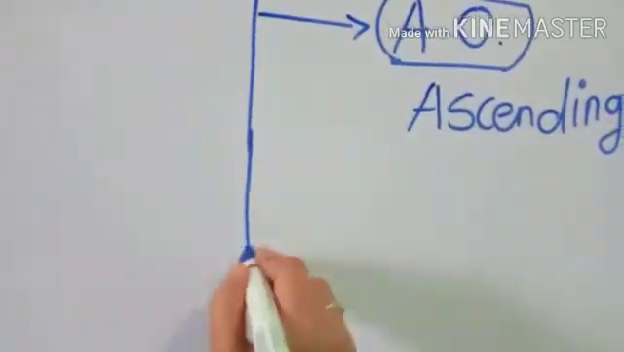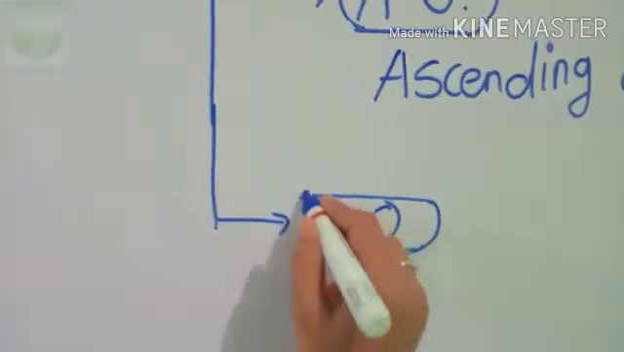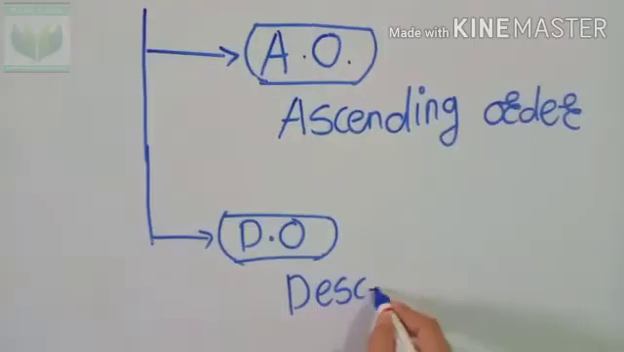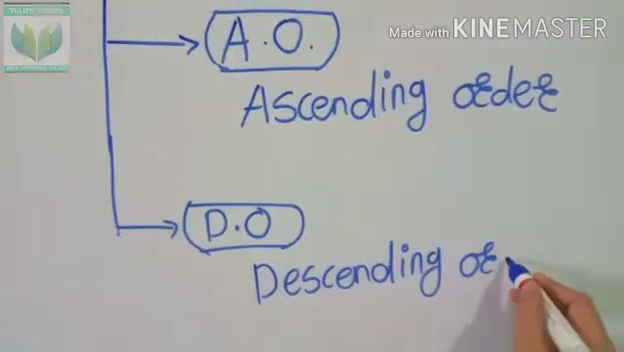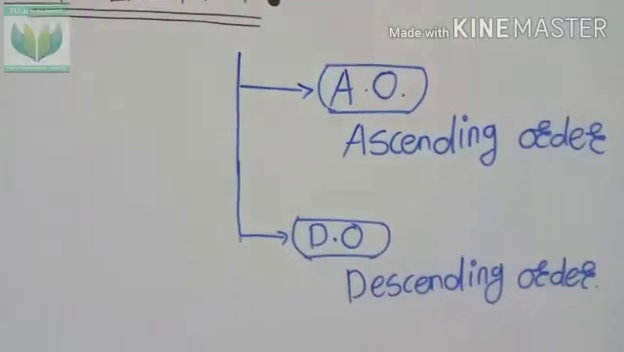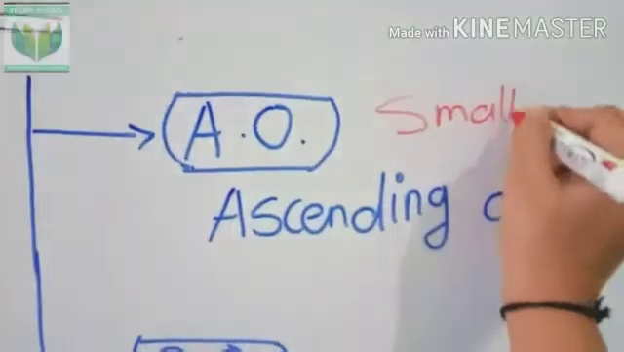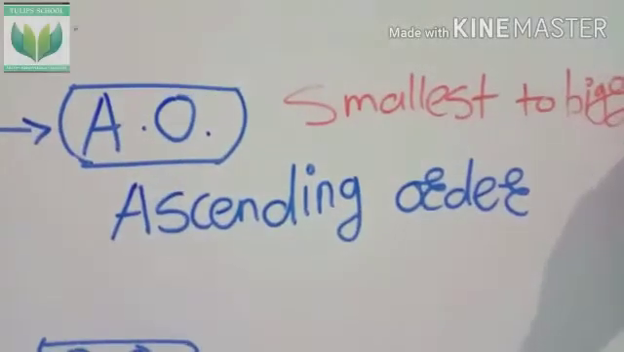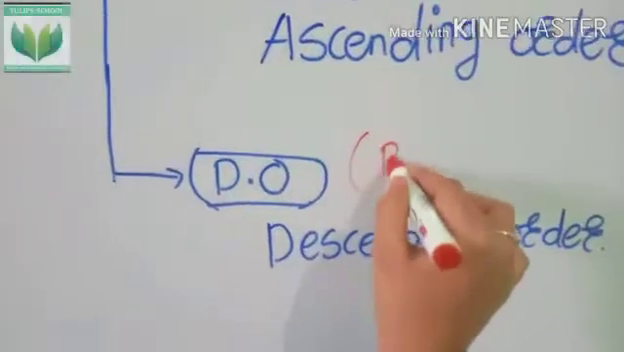Again, next is DO, descending order. These are ascending and descending order. Ascending means we have to go from smallest to biggest number, and descending means biggest to smallest.